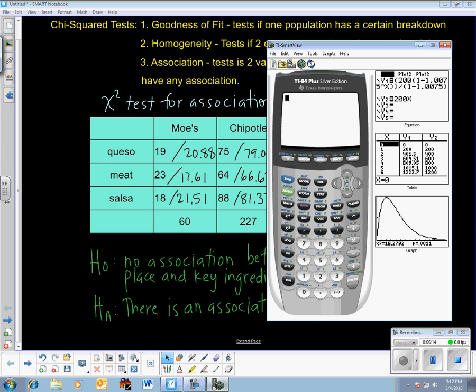So what I have done is I've entered into my matrices the observed and the expected. Matrix A, there are my observed values, and matrix B, here are my expected values, and both of them match. Each cell in the chart has an observed and expected. So I have 2 3 by 3 matrices, 1 for observed, 1 for expected. Now when I go to do my test, I go to stat tests, chi-squared test, and observed in A, expected in B, and calculate.